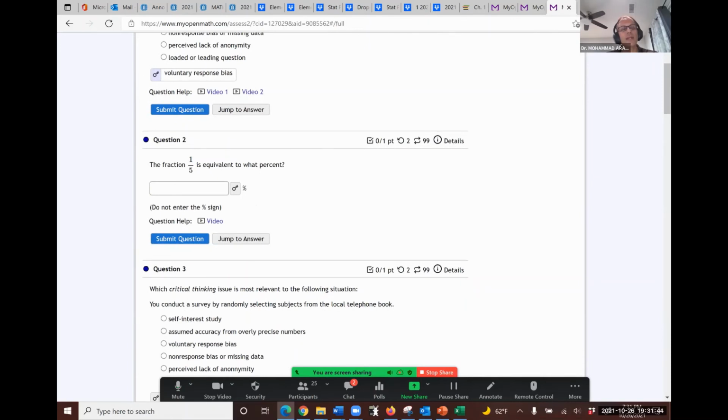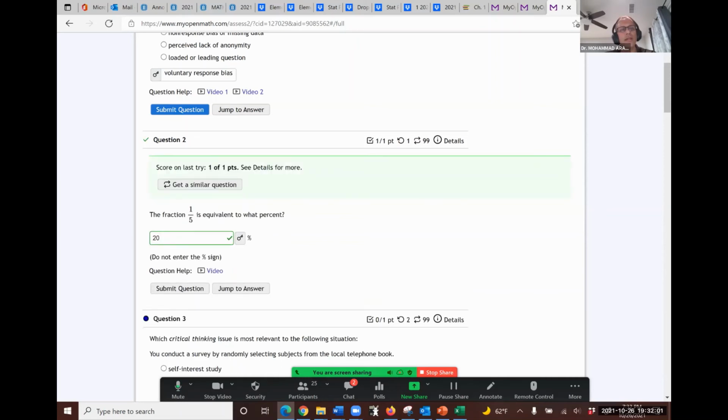Question number 2, the fraction 1/5. It is asking you to change it to a percentage. I know it's elementary algebra, and I know you don't know that. One thing I want to make a point of: this is 20%. If you submit the question, it check-marks it. If you put 20 including the percentage sign, it will be wrong, because it is already giving you the percentage sign.